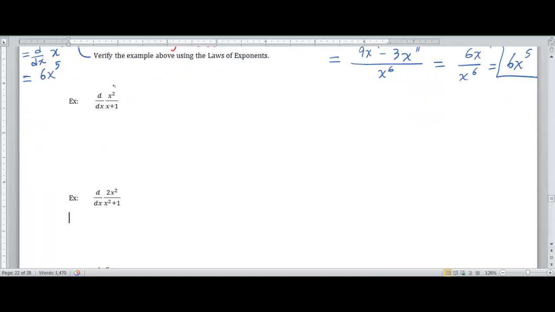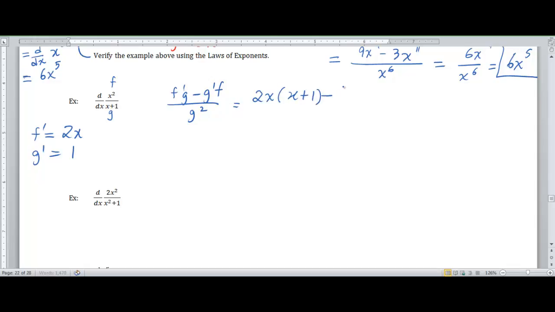Okay, so let's call this guy f, and this guy g. F prime is 2x. G prime is 1. So now we want to do f prime g minus g prime f over g squared. F prime is 2x. G is x plus 1, minus g prime is 1. F is x squared, all over g squared. So that is x plus 1 quantity squared.